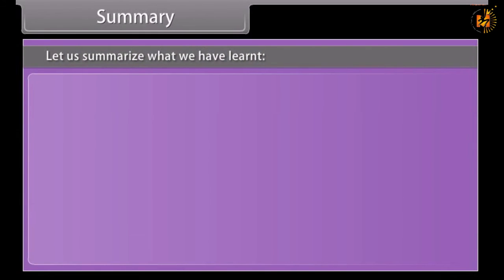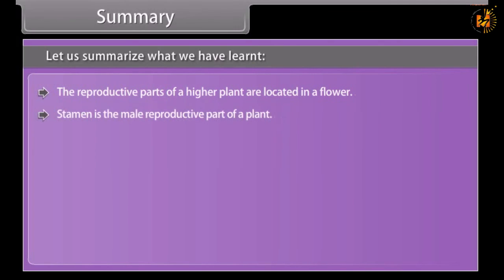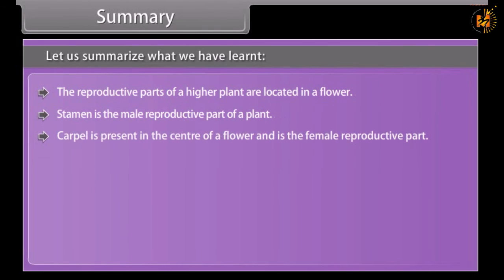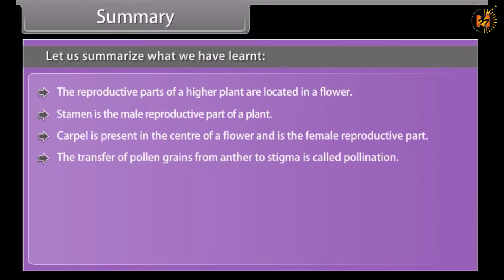Summary. Let us summarize what we have learned. The reproductive parts of a higher plant are located in a flower. Stamen is the male reproductive part of a plant. Carpel is present in the center of a flower and is the female reproductive part. The transfer of pollen grains from anther to stigma is called pollination. Pollination is of two types, self-pollination and cross-pollination.